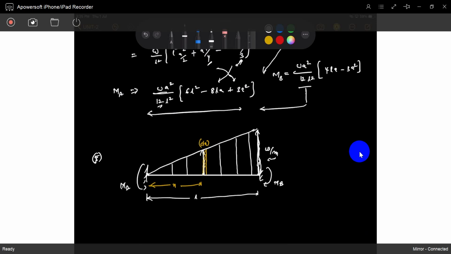For x, what is that value? W by L into x. That is the portion. So if W is 6 and the total length is 2, for 0 to 2 it's 0 to 6. Exactly, what value is it at the midpoint? It's 3. So how do we get 3? 6 by 2 multiplied with the distance, which is 1. So this value is not W, it's W by L into x. That is how much it increases. Understood?